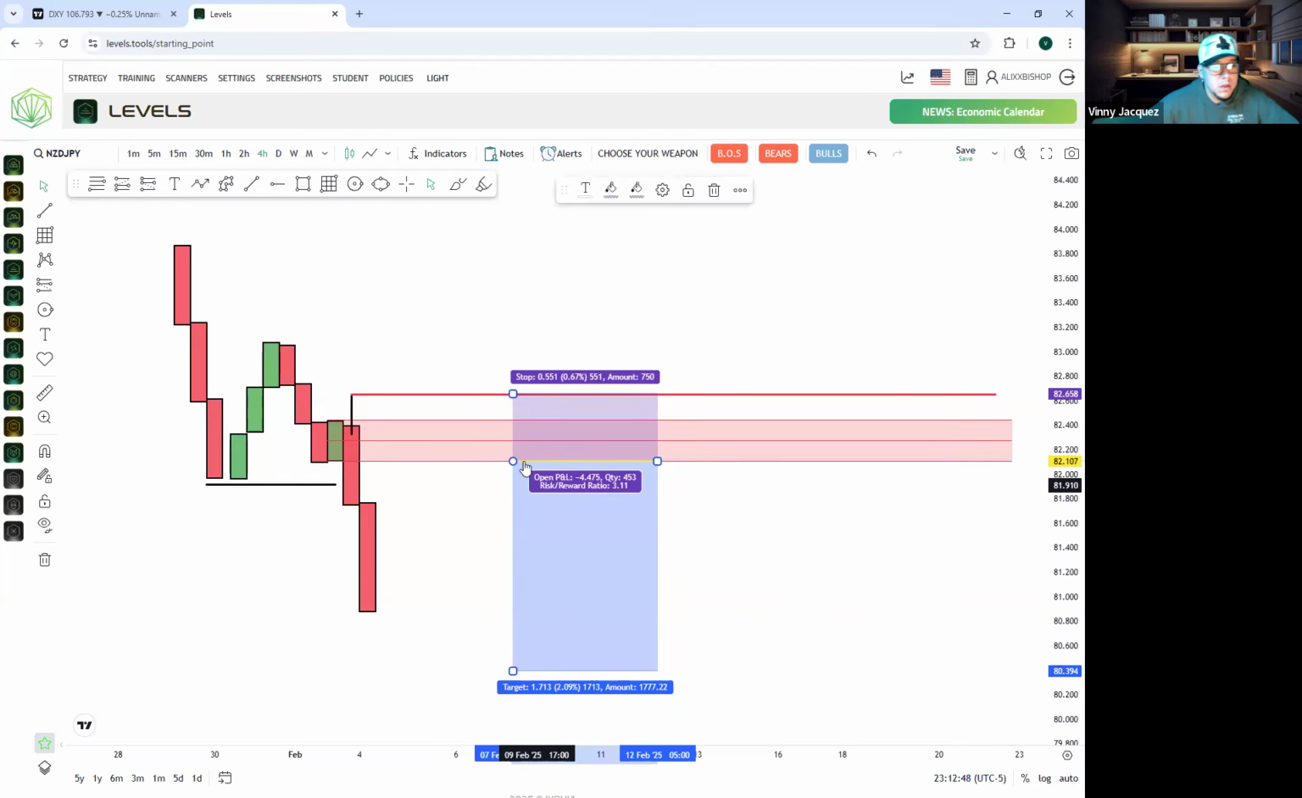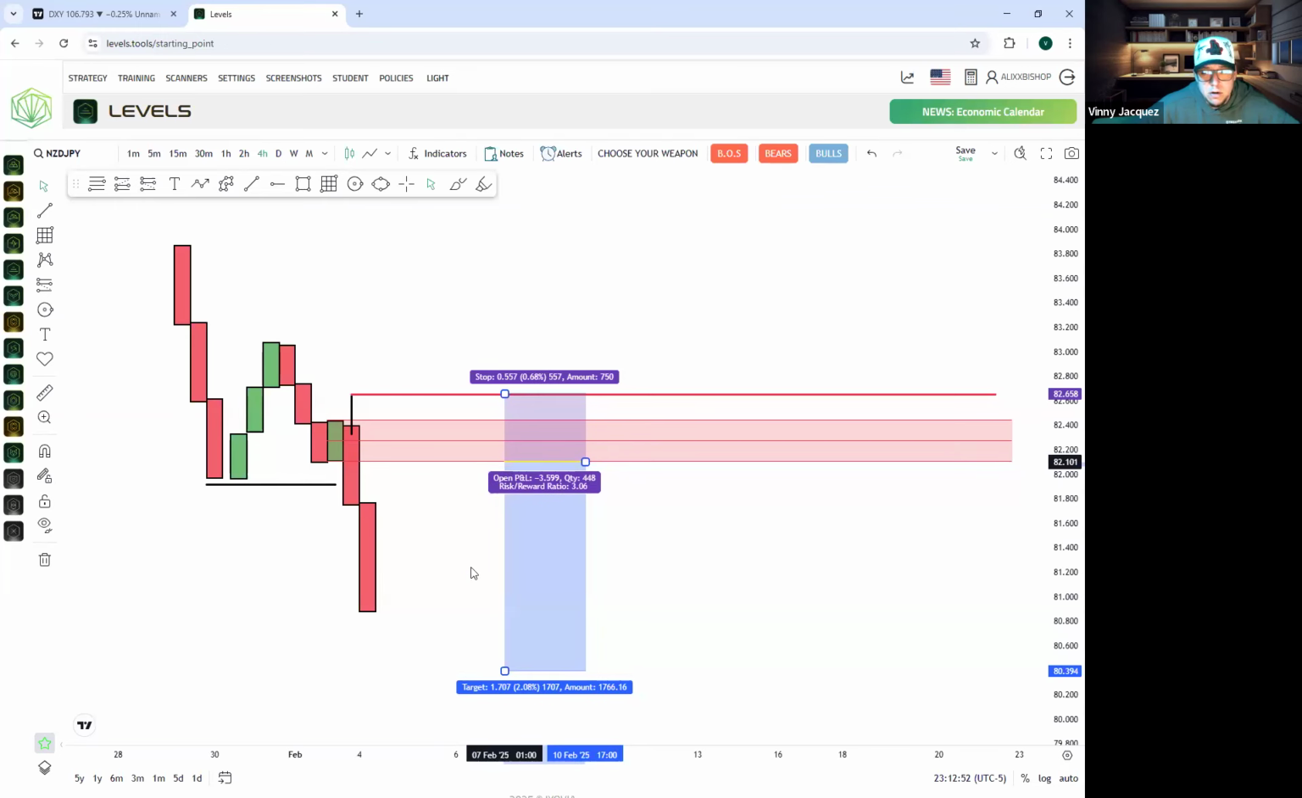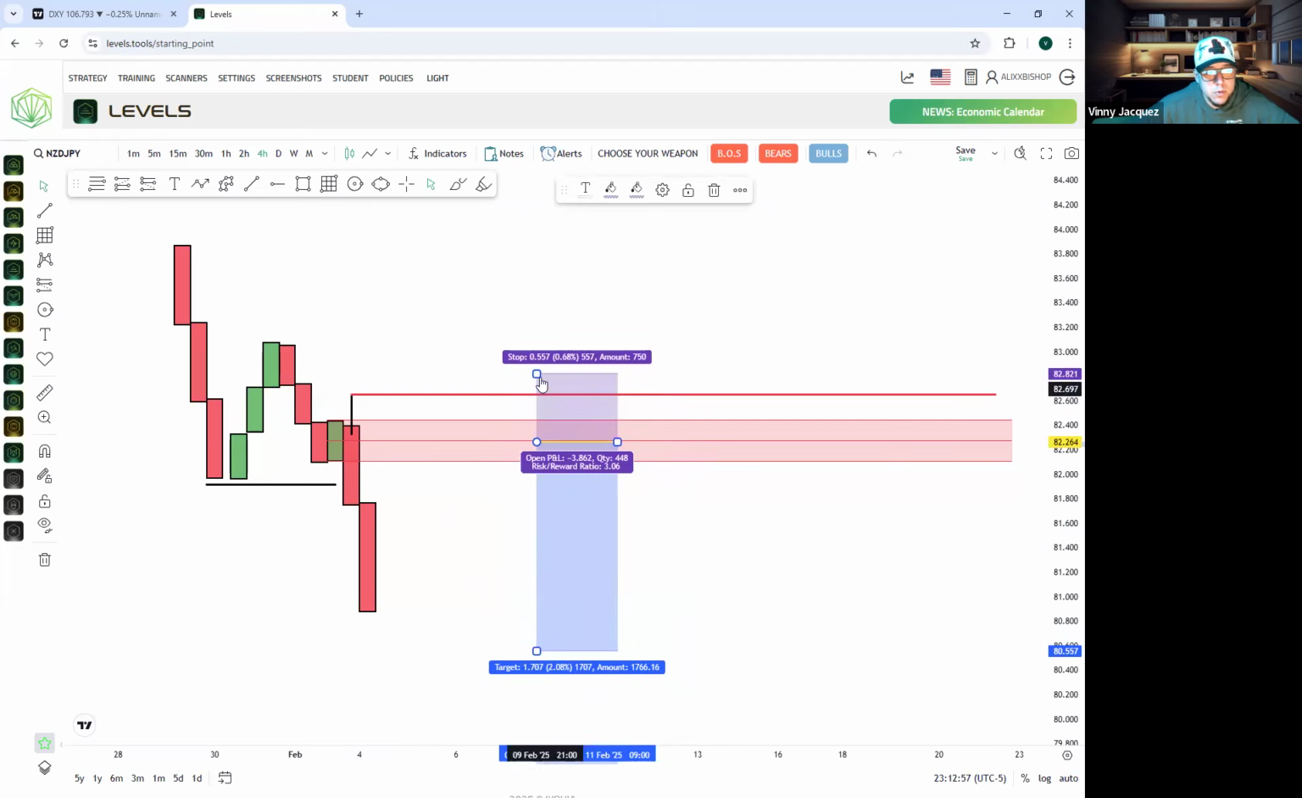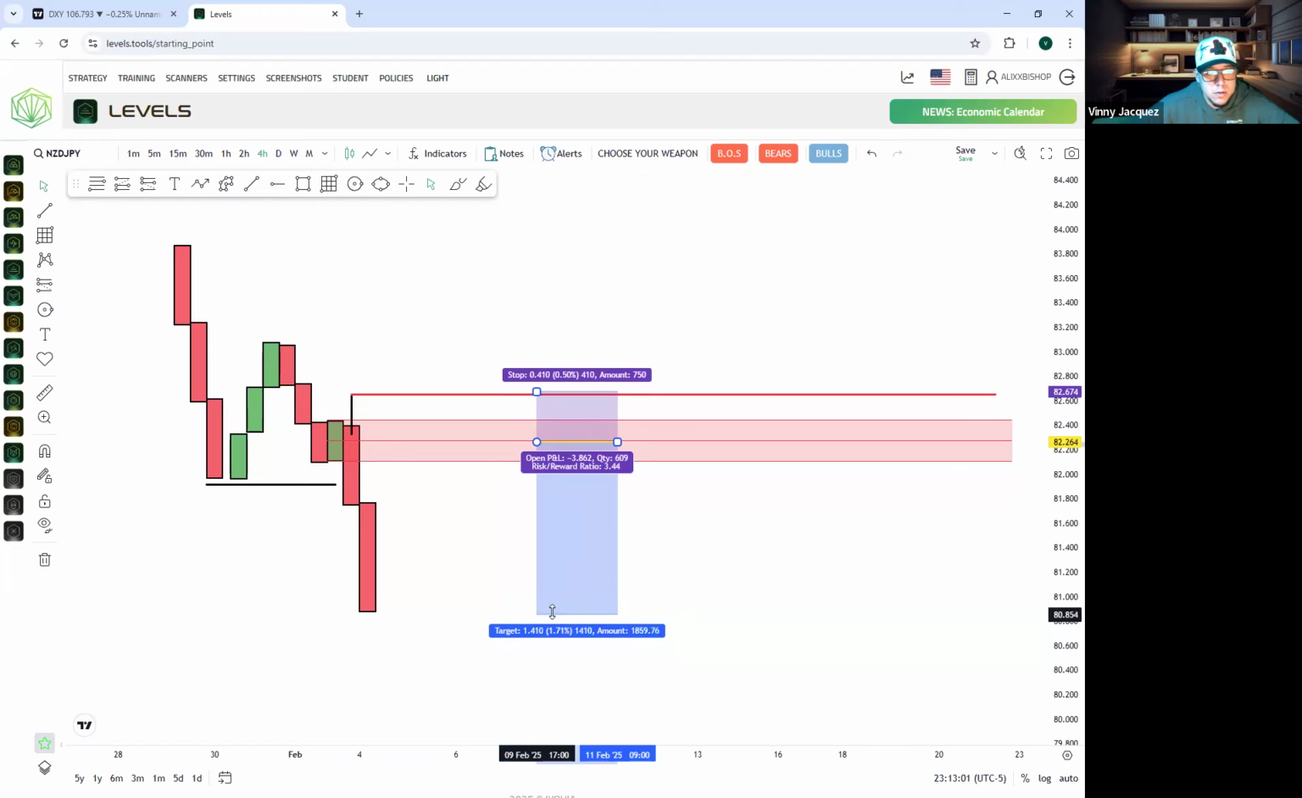Now, you can either enter at the first touch of the starting point, or you can enter at the 50% of the starting point. I want you to pick one and stay consistent with that. For me personally, I like to enter as soon as the market touches.